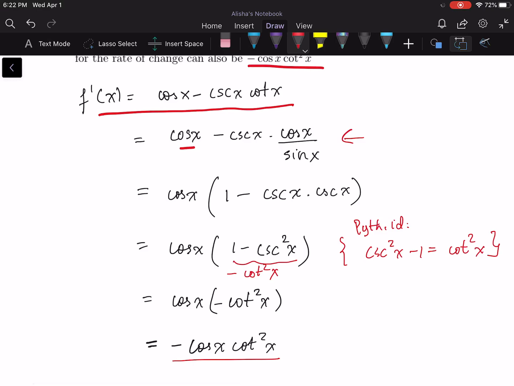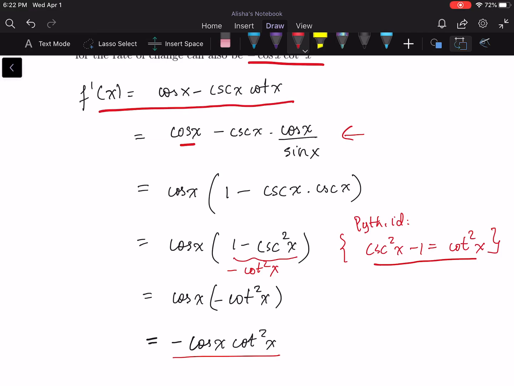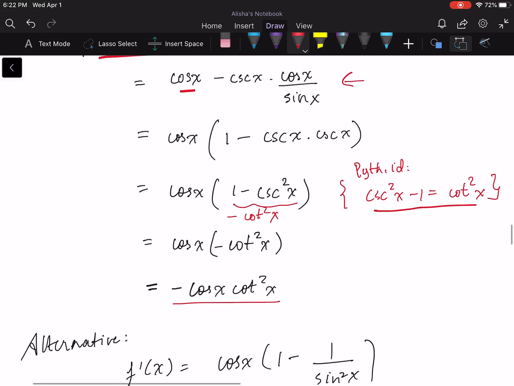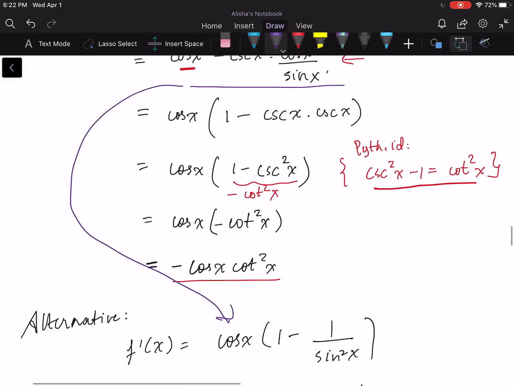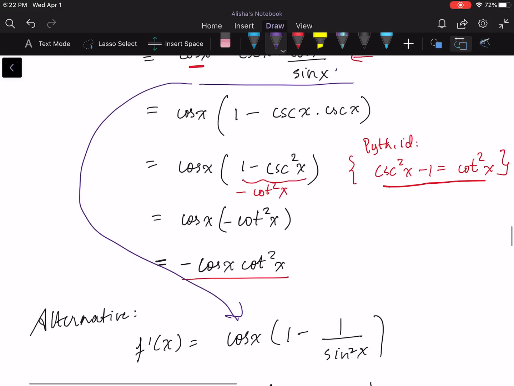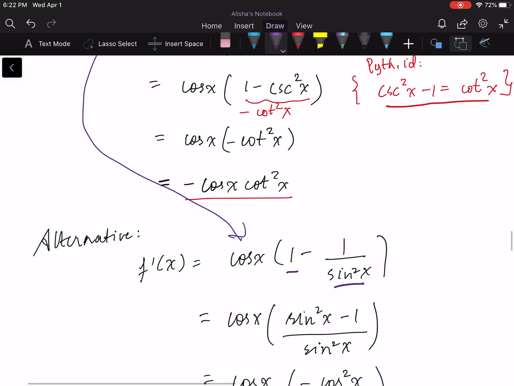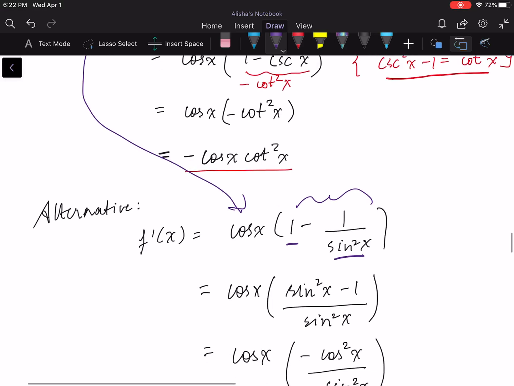But let's say you didn't remember this Pythagorean identity, then what could we do? Well, in that case, from this step right here, we might go down to here, where instead of writing it as 1 minus cosecant square, we write it as 1 minus 1 over sine square. And then what I'm going to do is some arithmetic with these fractions, take a common denominator, and now I have sine square minus 1 up top.